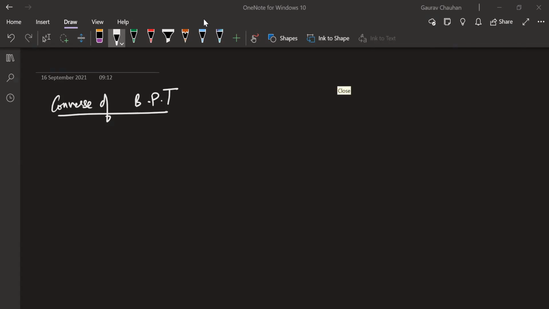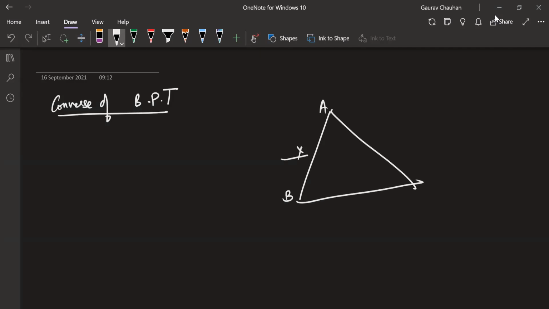Riza, you want to tell us? Yes, Dilruba, go ahead. Sir, given will be AX by XB will be equal to AY by YB. Yes, this whole thing will be given to you.